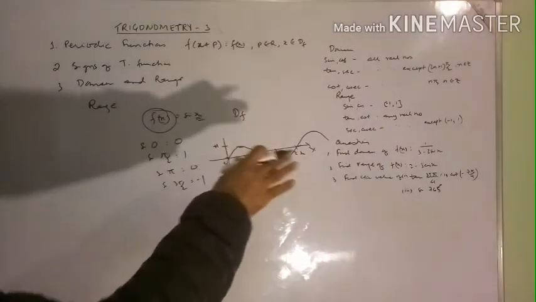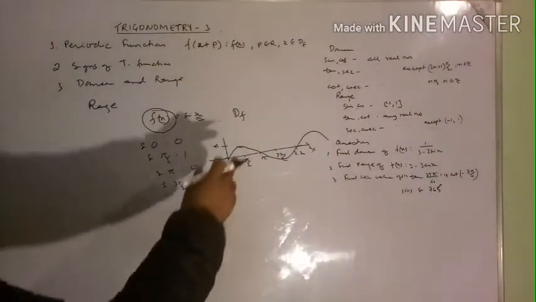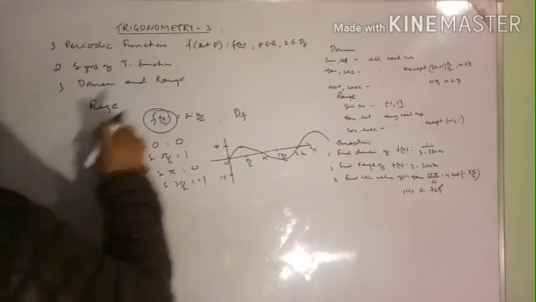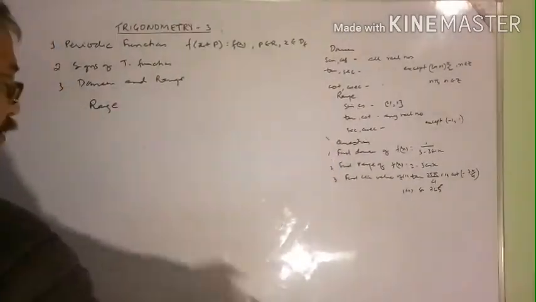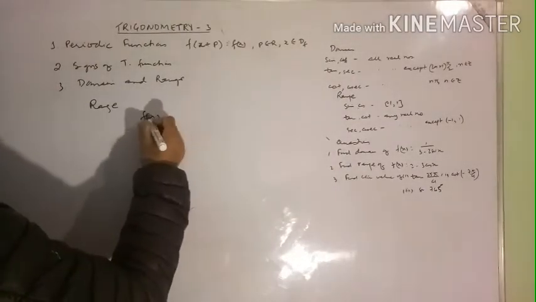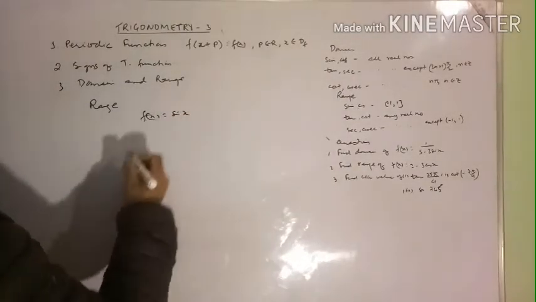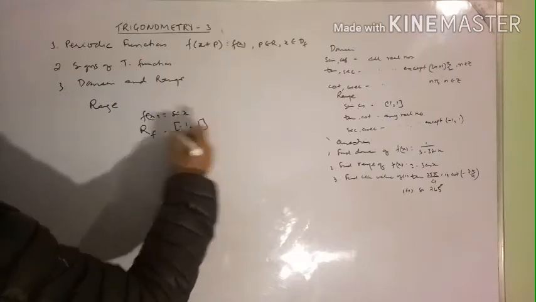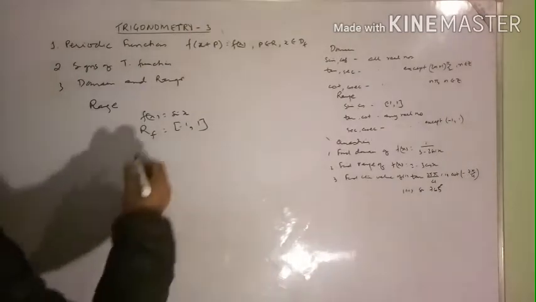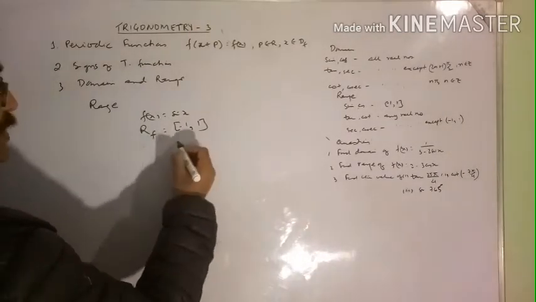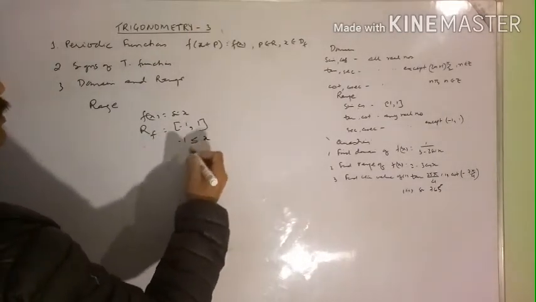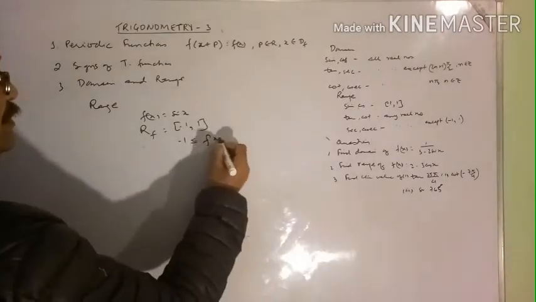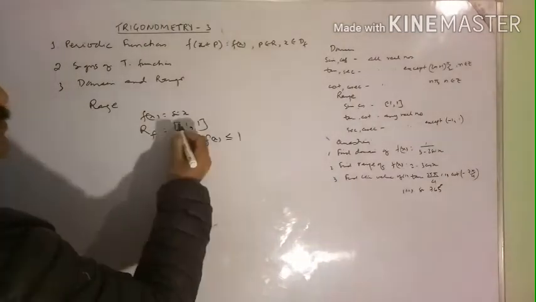So you take any value of x, the value of sine x is always between 1 and minus 1 only. So if f of x equals sine x, then the range of f is minus 1 to 1 only. The meaning of this closed bracket is minus 1 less than or equal to f of x, f of x less than or equal to 1.